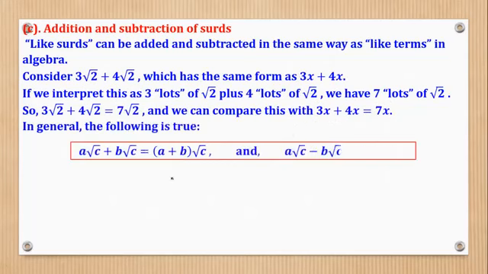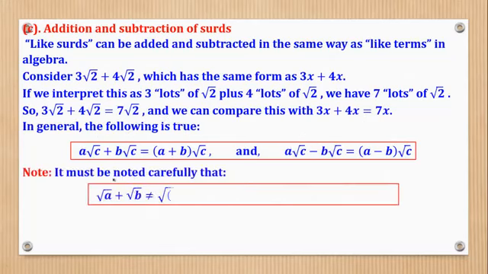Therefore, the following rule is true. This one means a plus b of root c, a minus b of root c. However, it is not the same. You should be keen not to do this and also not to do that, because it is not correct.